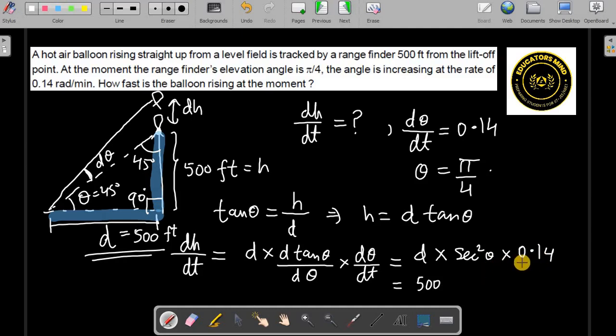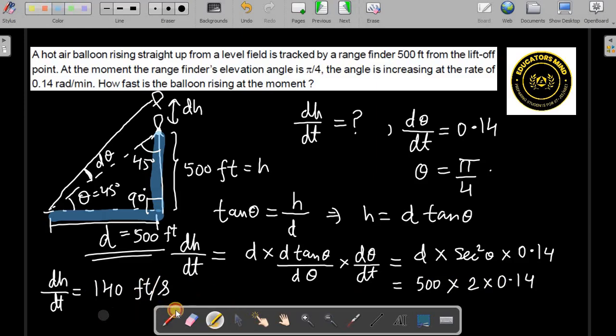All other things are constant. That means the units are per second, we can take. So secant square 45 degrees: cos is 1 by root 2, so secant is root 2, square is 2, and this is 0.14. So this dh by dt can finally be calculated in terms of feet per second, because they have given feet, right? Here the 100 factor will get cancelled, and 5 into 10, an extra 10 will be coming, so this will become 140 feet per second, right? That will be the answer.